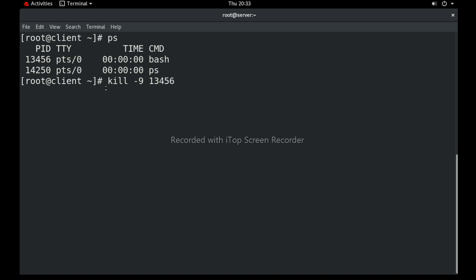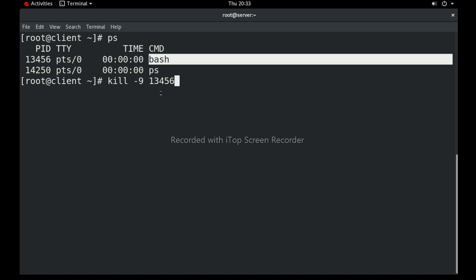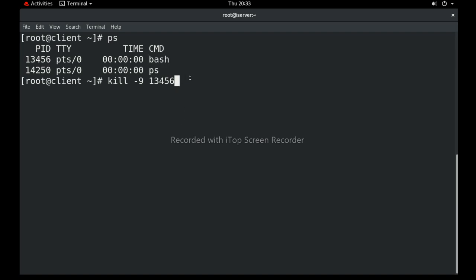Now in this case, kill is the command which is used to kill the process. -9 is the option for the kill signal, and 13456 is the process ID associated with the process. So in this example, 13456 is the process ID associated with bash. So let us see what will happen if we execute this command.